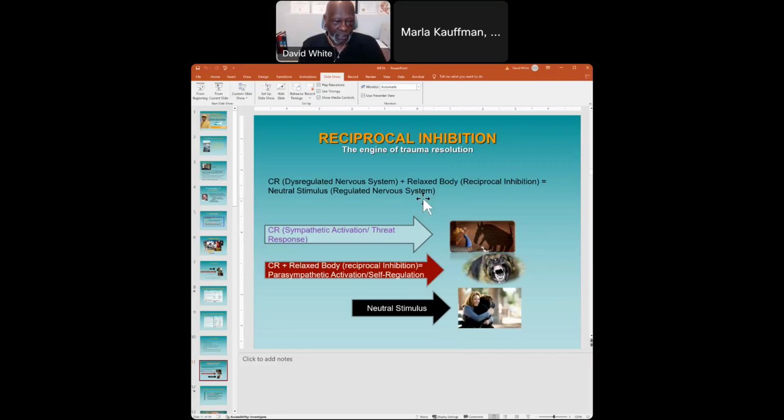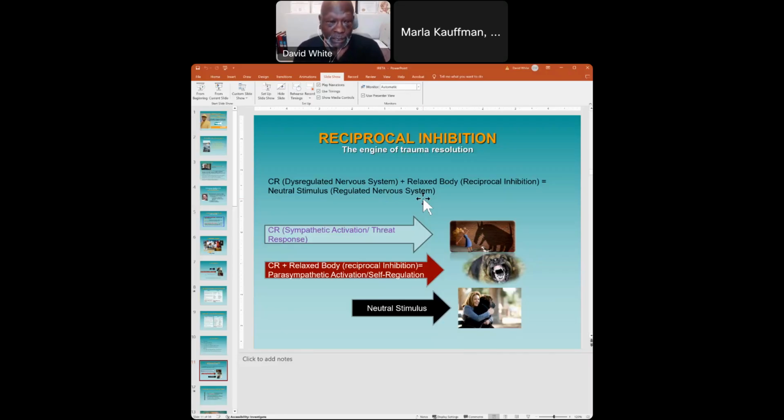So you're activated and now you have to relax your body, relax your muscles, and that begins to move you back into the situation to where you have neutral stimulus and a regulated nervous system. What you're introducing into this equation is a relaxed body. So the intervention to start to get you back from dysregulation into regulation is to relax the muscles of your body.